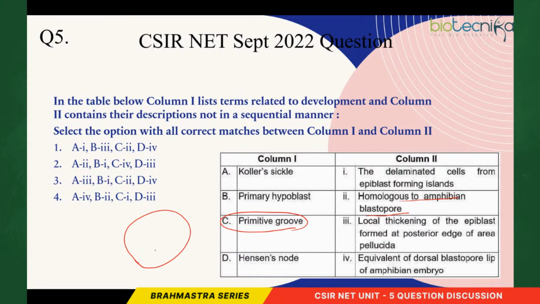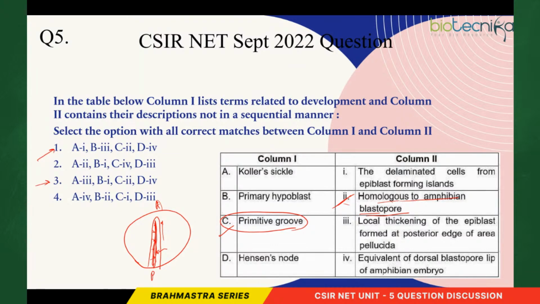We have the discoidal cleavage, which I told you in the first question. We have the primitive streak, which arises from the posterior portion of the chick embryo. From the posterior portion, one small area develops, and slowly it migrates towards the anterior. There would be some cavity, some opening created in this, through which the cells can go inside. So, this is the primitive groove. It is homologous to amphibian blastopore. So C has to be 2, which means it can be either 3 or 1.